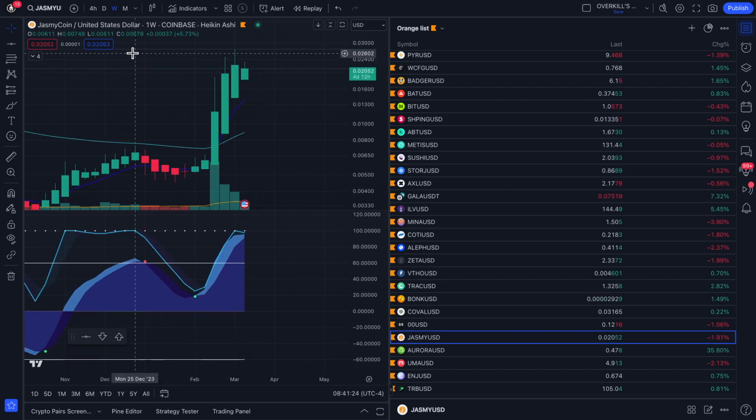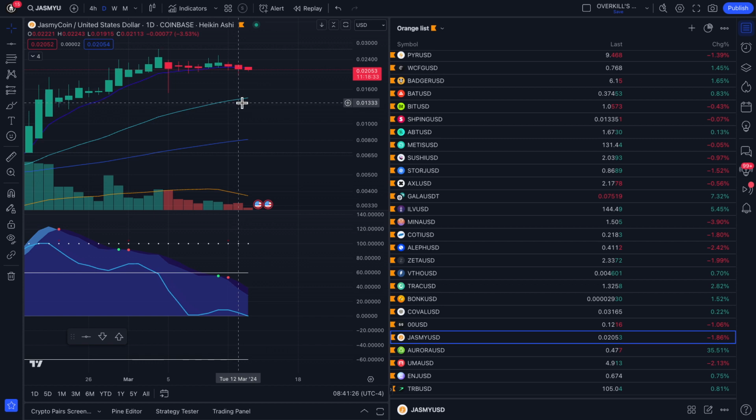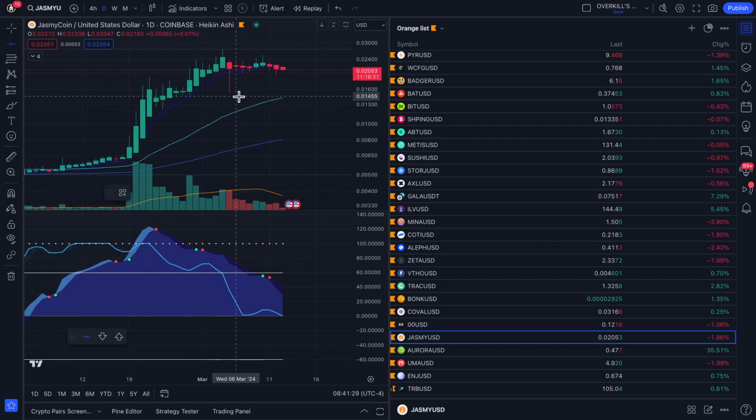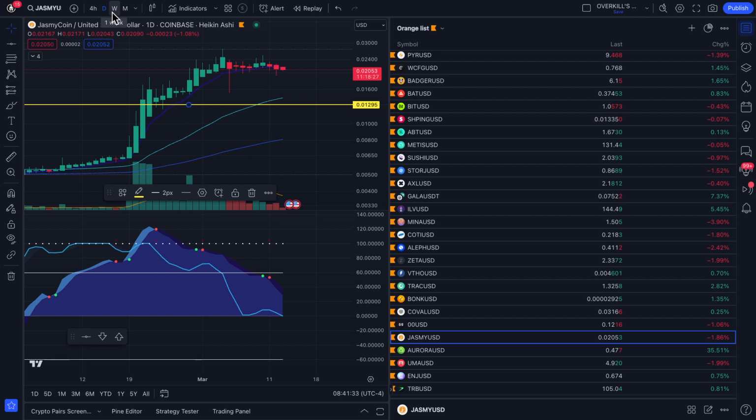I'd like to buy it at 0.013. That'd be awesome. Okay, 0.013 is around that 50 on the daily, right about there. Okay, that's my buy target on Jasmine. If we get that opportunity, great. If not, okay, we're probably going to end up missing it.